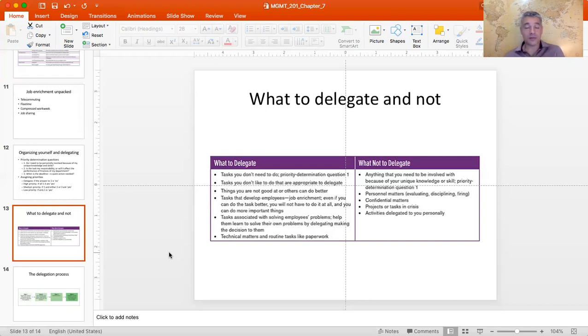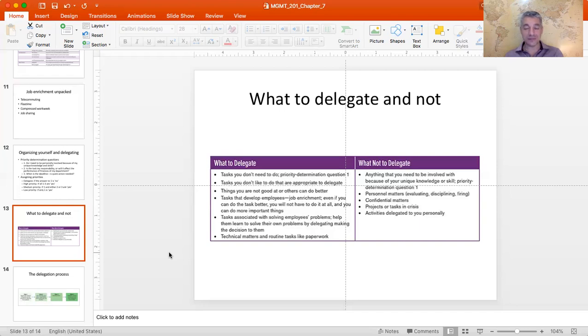Be that positive or negative, promotion or some sort of punishment, it's something that you have to do yourself as a manager. Anything involving confidential matters, for obvious reasons, and probably my favorite, projects or tasks that are currently in crisis. These are the ones where you'll be most tempted to delegate along with responsibility, but these are the ones that you absolutely cannot or should not delegate if you want to do things right.